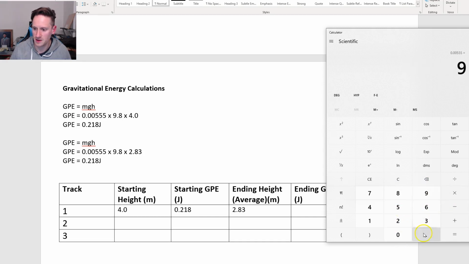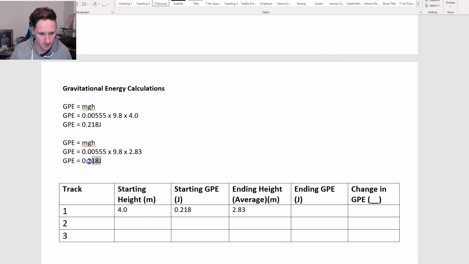0.00555 times 9.8 times 2.83. And that gives me 0.153, and so on. I'm going to round that off to 0.154. Keep the decimal places consistent. 0.154. Notice that I'm never putting units in the table because you don't need to, because they're in the heading.